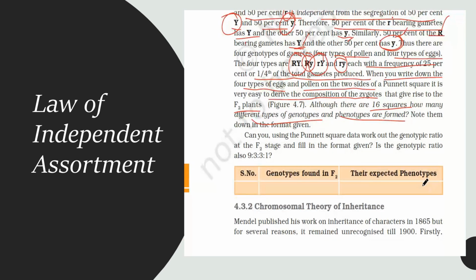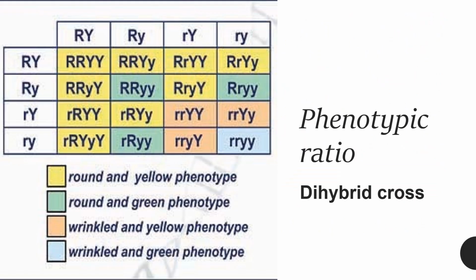Now, the genotypes found in the F2 generation, we will discuss about them, and phenotypes we already know, they are 9:3:3:1. All in detail we will be discussing in the next 2 slides. So let's move on to those slides. Here we will do again a quick revision of the phenotypic ratio, though we have already studied it. So let us see that.